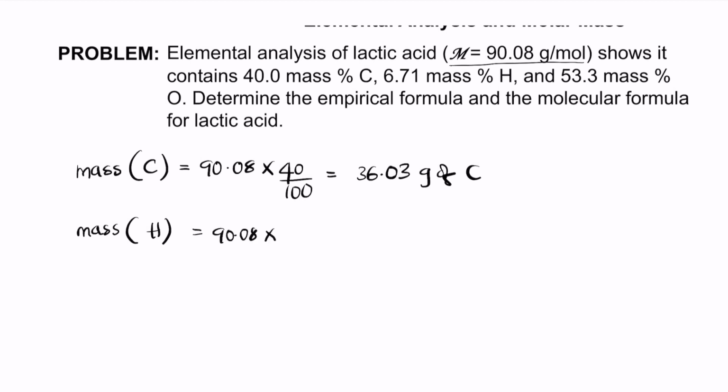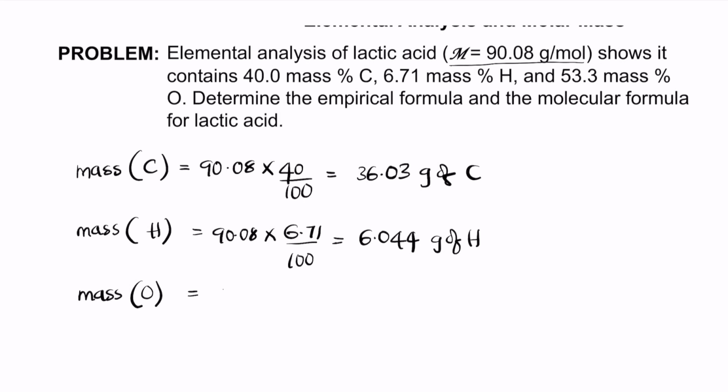Next, they are asking for the mass of hydrogen, that is 6.71% mass percentage, that is 90.08 times 6.71 by 100. So that gives you a value of 90.08 times 0.0671. So the value is 6.044 grams of hydrogen.